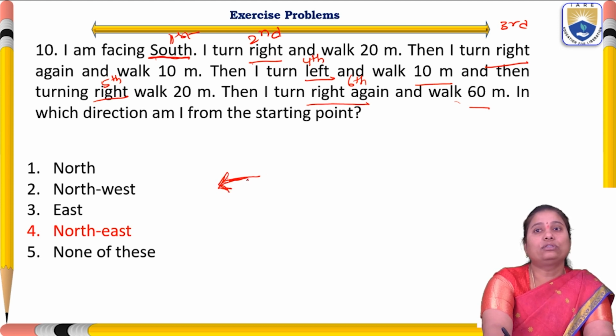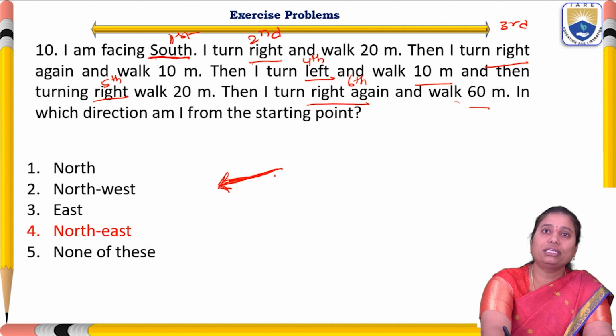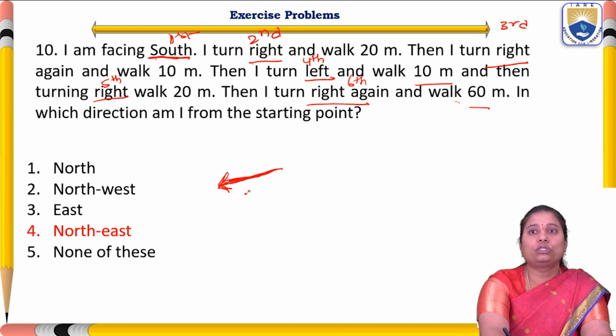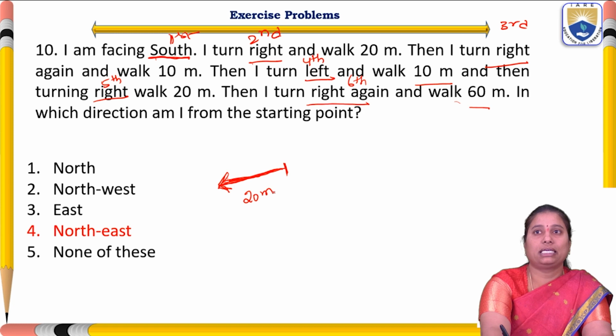So that's where the twist is in this question. First, they have not given the west direction straight away. They say they are facing south and I turned right, which means the first movement is in the west direction, and walk 20 meters. This is the starting point.